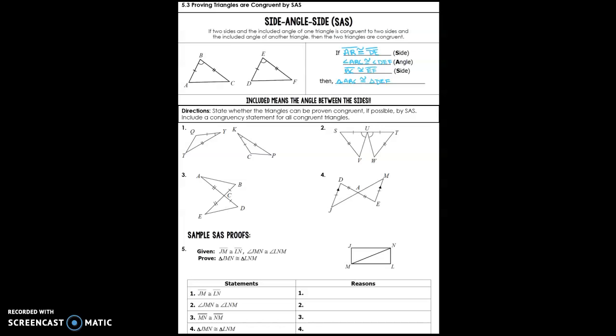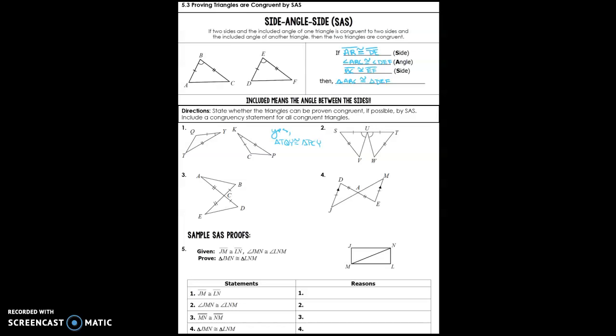So the angle in between the two sides, that's the included angle. So for our next couple examples, we want to state whether the triangles can be proven congruent and, if possible, by SAS, so side angle side. Include a congruency statement for all congruent triangles. So for number one, the little tick marks again tell us which sides are congruent, and then the little half circle in the corner means that those angles are congruent. So we do have side angle side here. So these triangles are congruent. So triangle TQY is congruent to triangle PCY.